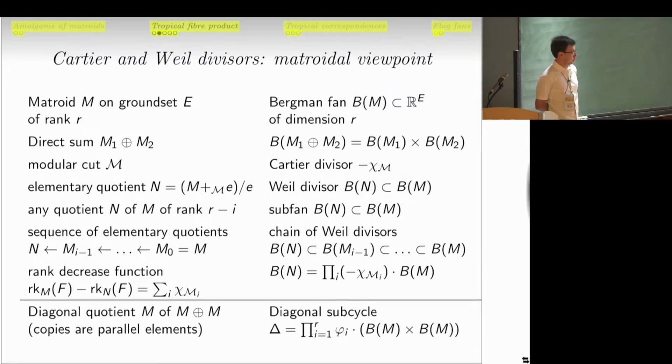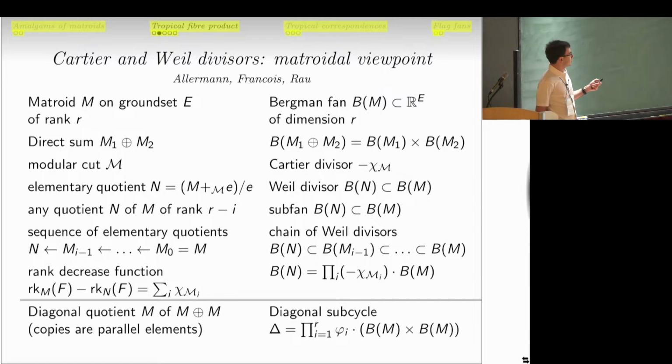And there is one special case of this construction, which is very important for us. If we take a diagonal quotient of the direct sum of a matroid with itself, which means that the copies of the elements are just parallel elements, then this is a diagonal quotient of exactly half rank, so it's in particular a special case of this construction. So there are functions which we are calling phi's, which cut out the diagonal subcycle.